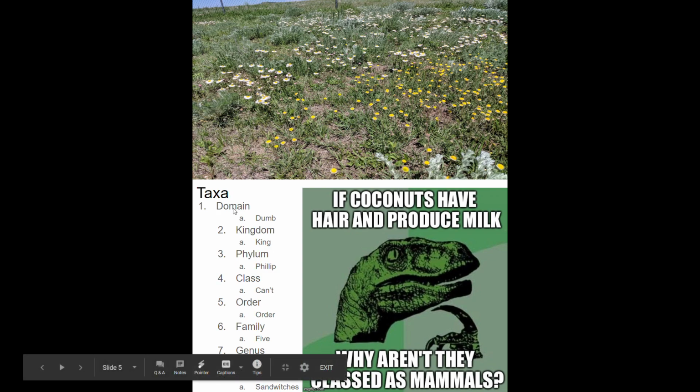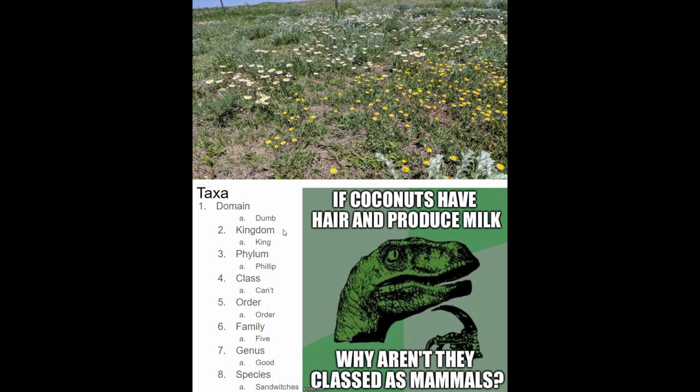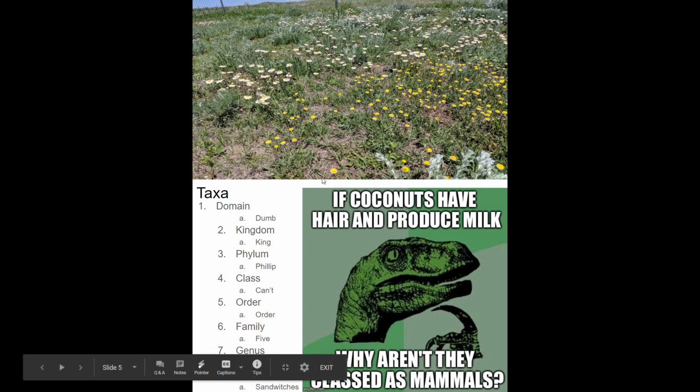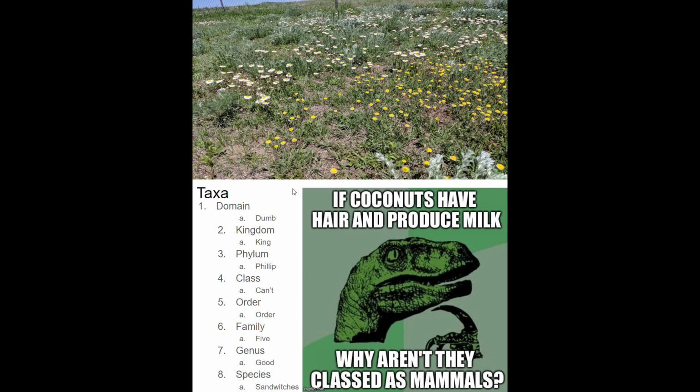The taxa here go in this order, domain being the very largest, encompassing all kingdoms, kingdoms being second largest, down to phylum, class, order, family, genus, species. The way we remember these, Dumb King Philip Can't Order Five Good Sandwiches. If you remember that mnemonic device, you're going to have quite a bit of an easier time getting through the memorization of the order of these.